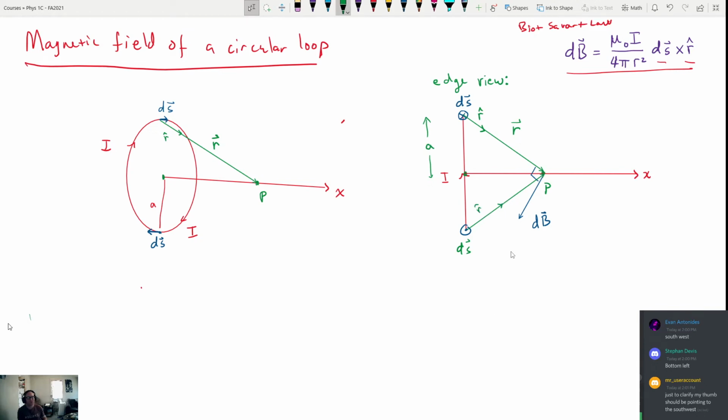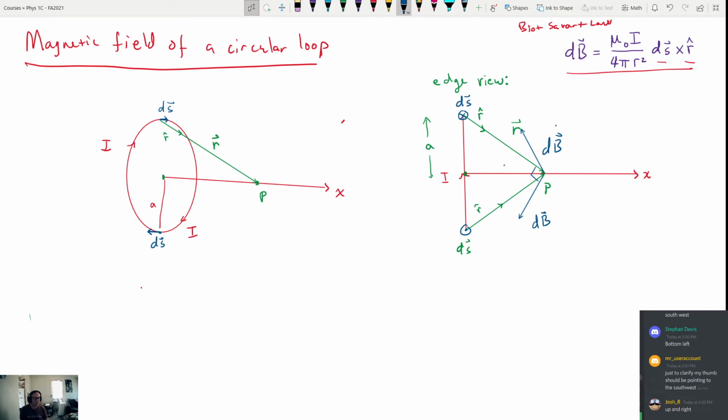And now if you do ds crossed R hat, what direction do you get now? So ds is now this way, R hat is this way. I think you get northwest now. Would you all agree? Convince yourself that you now get northwest. Do you all agree?